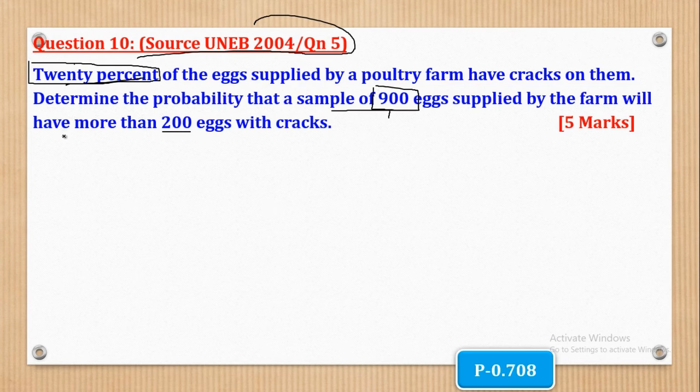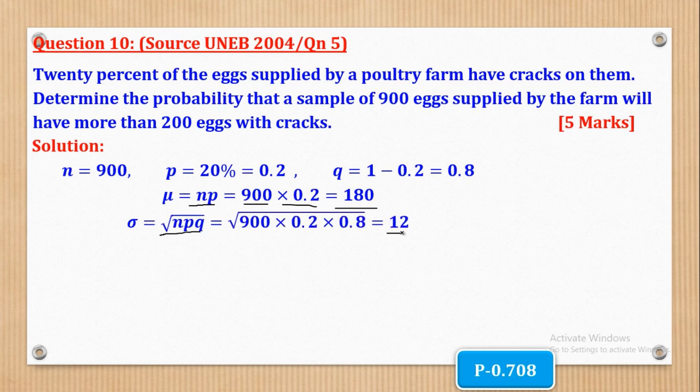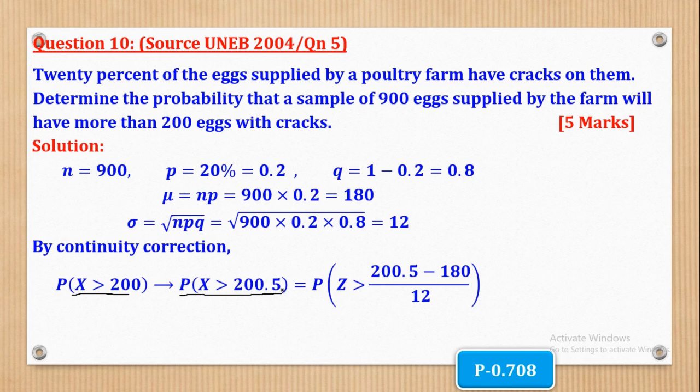So the probability they want is the probability of more than 200, which is x greater than 200. So that is what we are going to first write. First of all, n is 900, p is 0.2, and q is 1 minus p, which is 0.8. When we know that, we can first get our mean, which is np, 900 times 0.2, which is 180, and our standard deviation, which is square root of npq, which is 12. Now after that, we are good to go. So we shall say that by continuity correction, probability of x greater than 200 becomes probability of x greater than 200.5.